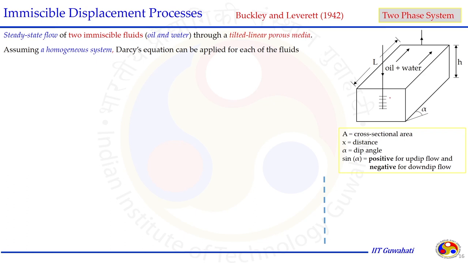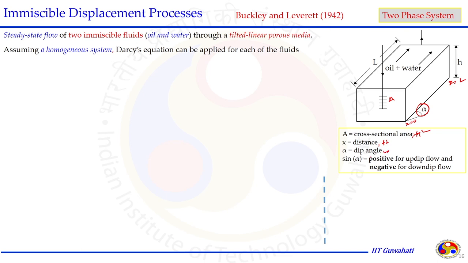So, let's consider this immiscible displacement process. As I already mentioned, this is the cross-sectional area A. This is x is equal to 0. We have x is equal to L length. Dip angle is alpha. The cross-sectional area could be measured in feet squared. X is the distance in feet.